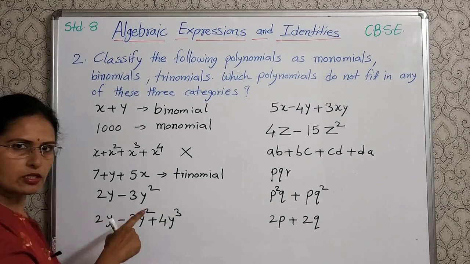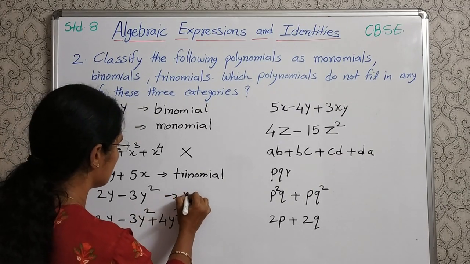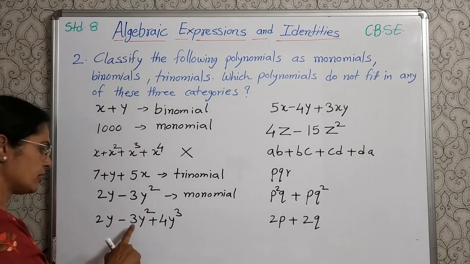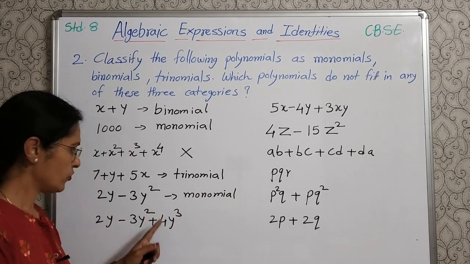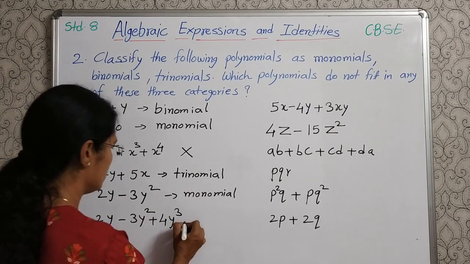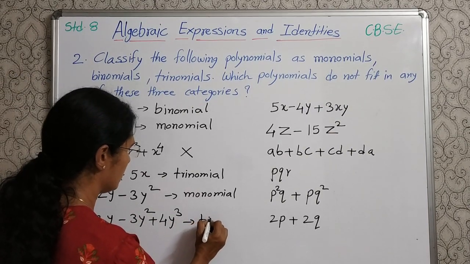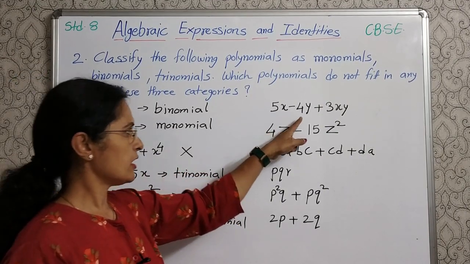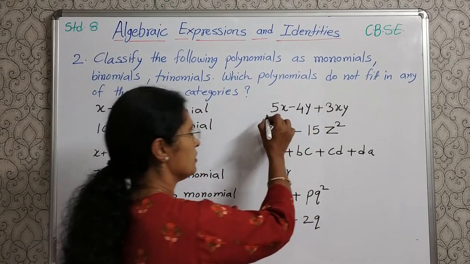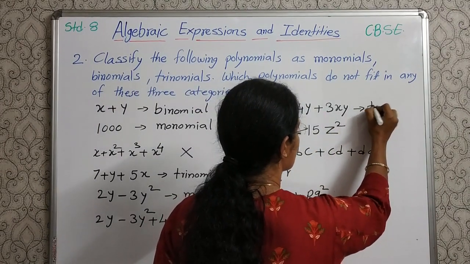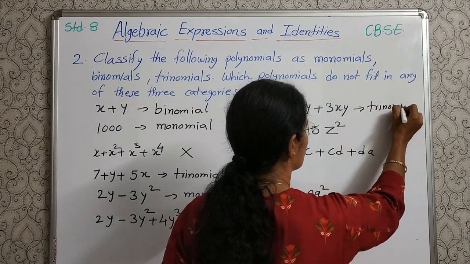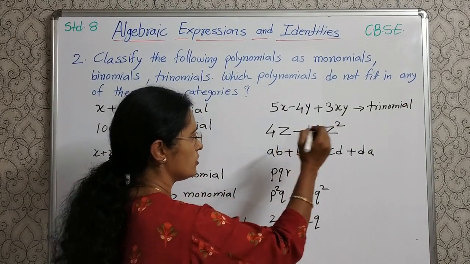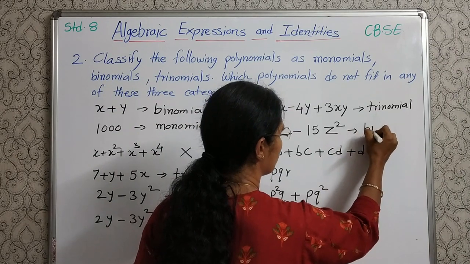Next, 2y minus 3y square. There are 2 terms, so this is a binomial. Next, 2y minus 3y square plus 4y cube. 3 terms are there, so this is a trinomial. Next, 5x minus 4y plus 3xy. 3 terms are there, so this is a trinomial. Next, 4z minus 15z square. 2 terms, so it is a binomial.